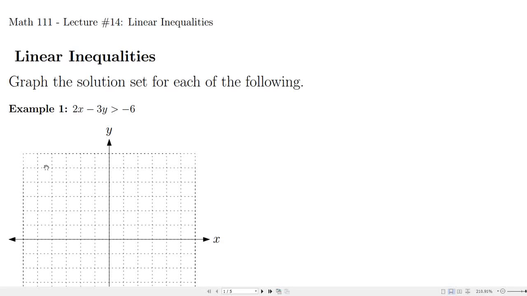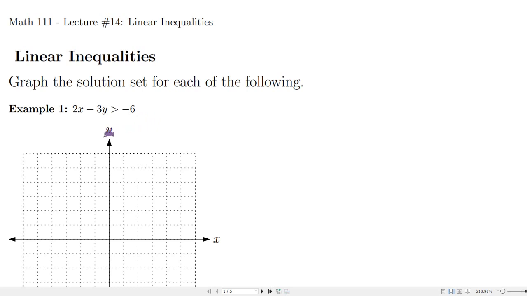So in this lecture, we're going to talk about linear inequalities. A lot of times the procedure is pretty similar to solving linear equalities, but we're just going to have to adjust. Okay, so graph the solution set for each of the following linear inequalities. Let's say that we have 2x minus 3y has to be strictly greater than -6.